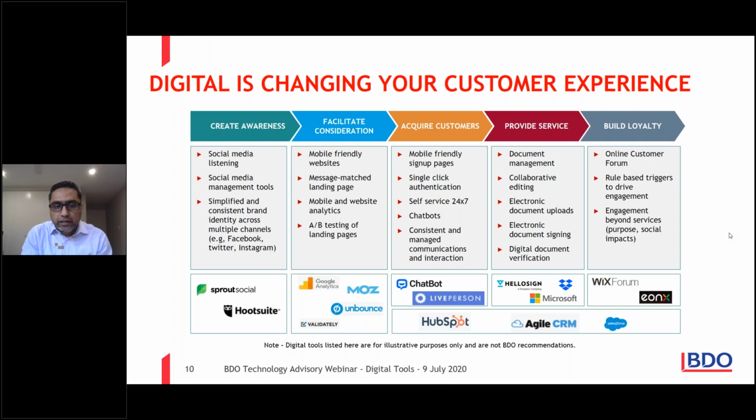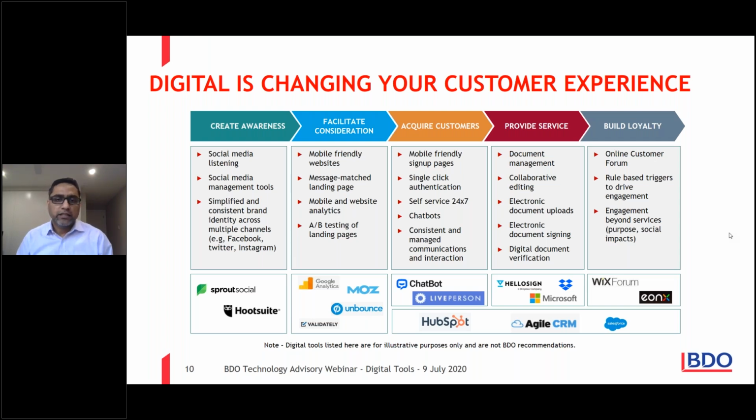Google Analytics, a lot of our clients have been leveraging, but there are newer capabilities like Moz and Unbounce and Validately. All of those cloud-based digital capabilities are helping define the first interaction customers might have with your organization, and making sure that it is as seamless and as targeted as possible.